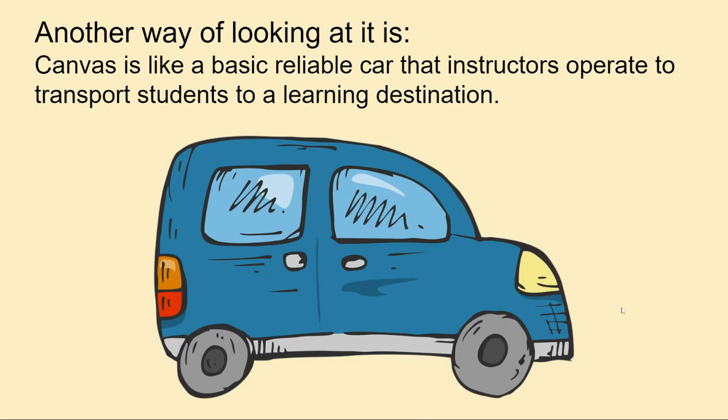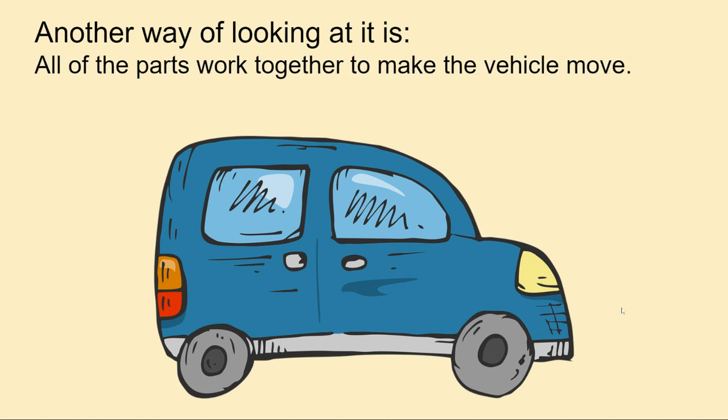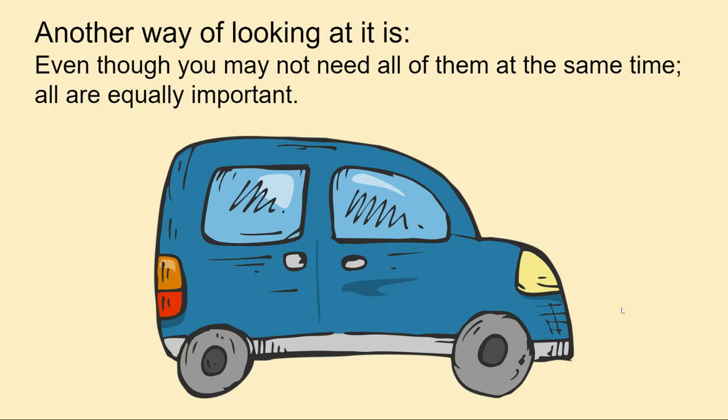Another way of looking at Canvas is thinking about it as your basic reliable car that instructors are going to operate, and they're going to transport their students to a learning destination. All the parts in the car work together to make the vehicle move. All the parts of Canvas have to work together to deliver content and assess. Now, just like a car, you're not going to need to use all of the parts at the same time, but each one is equally important for the operator of that car to know how to use.